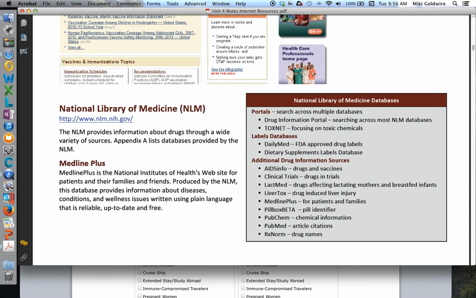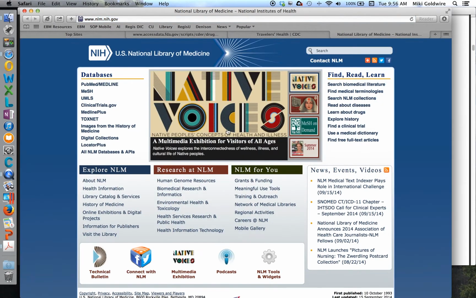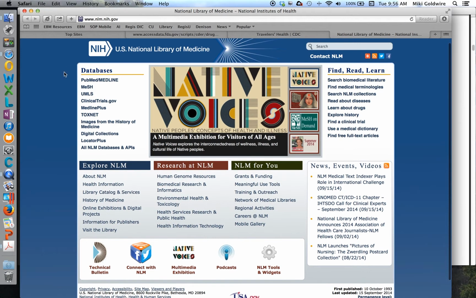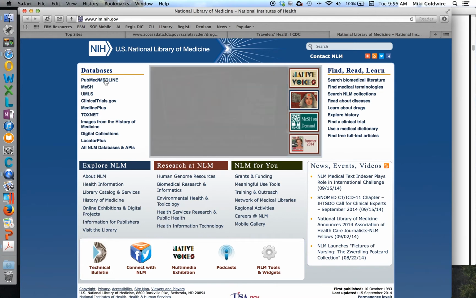So let's just take a look at the National Library of Medicine. So this is the home page for the National Library of Medicine. And then here are those databases. I mentioned some of these. Now, if you're going to use PubMed, you need to go through the library so it can link to the journal articles that the library subscribes to.